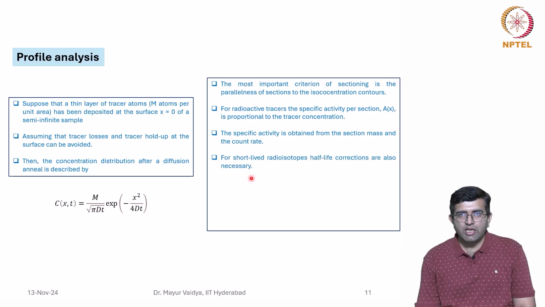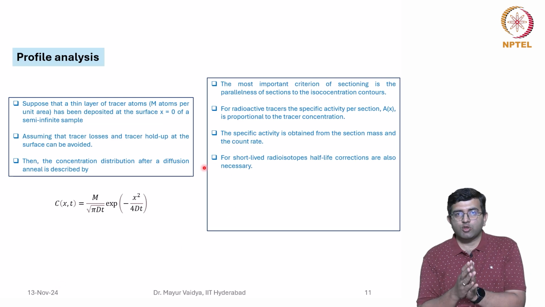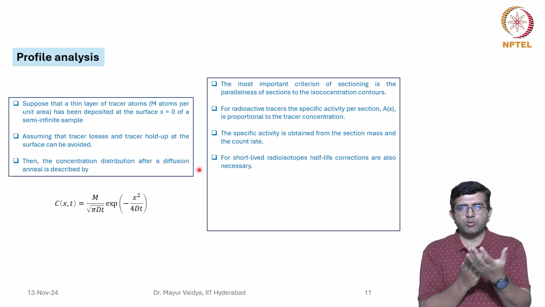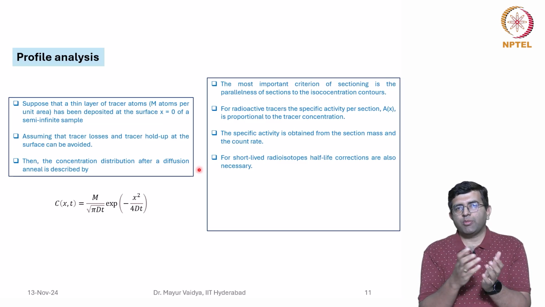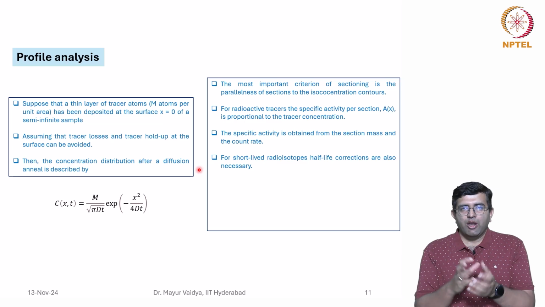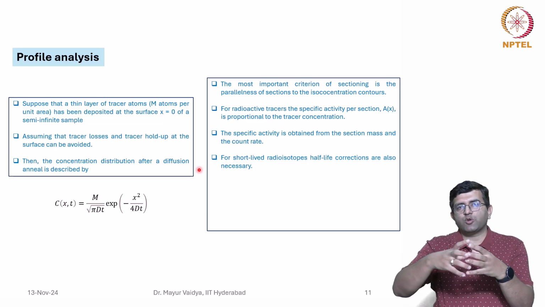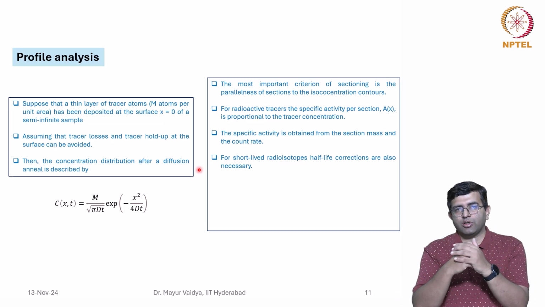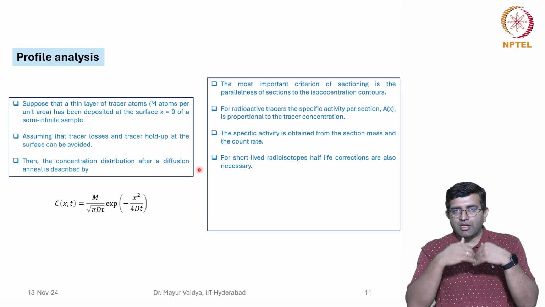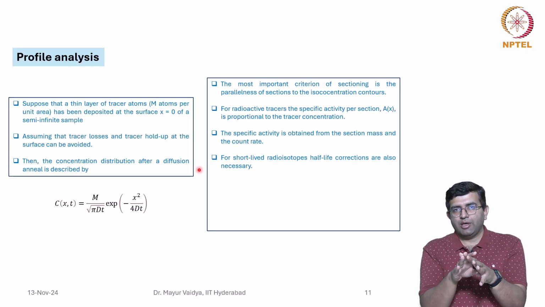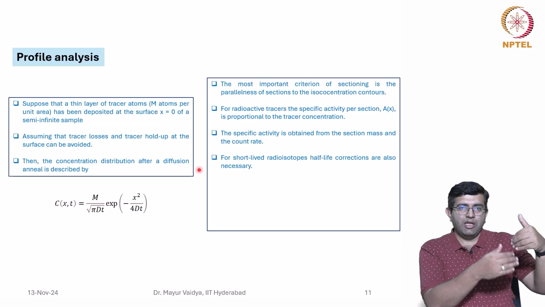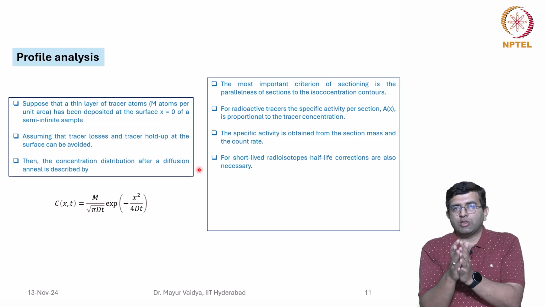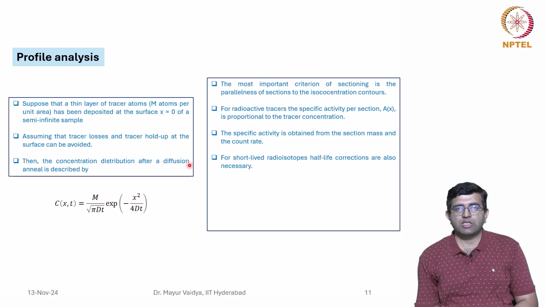For short-lived radioisotopes, half-life corrections are also necessary. For example, the chromium isotope has a half-life of 27 days. If your annealing experiments or the sectioning experiments go on for a longer time, there may be an automatic reduction in the activity of chromium, or the radioactive counts, due to natural decay. There is also a decay happening due to the diffusion, but that we want to separate out. Therefore, for short-lived isotopes, half-life corrections are necessary.